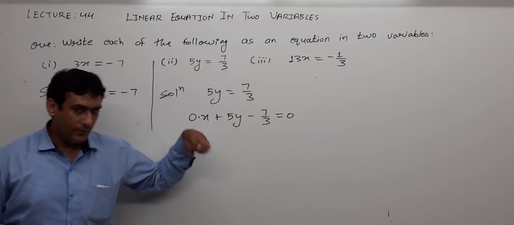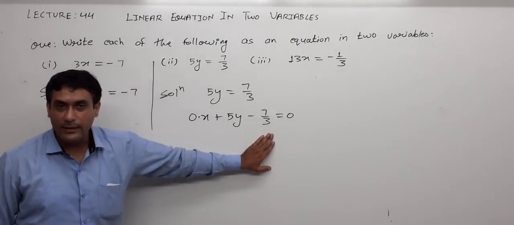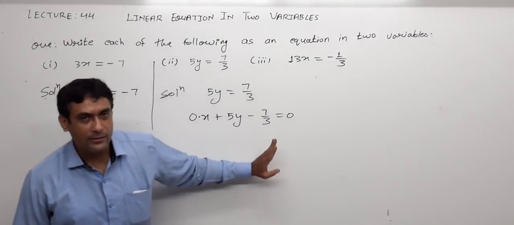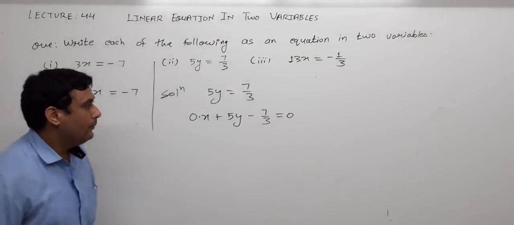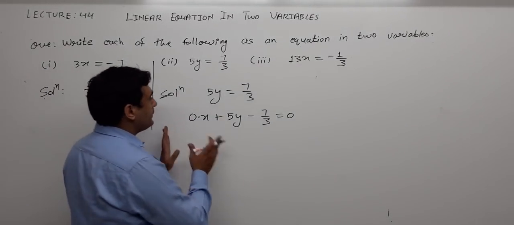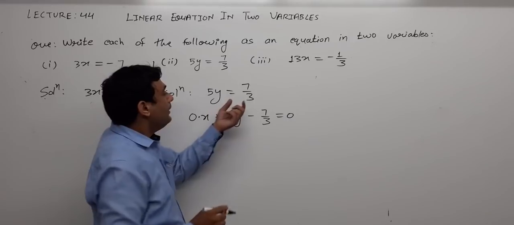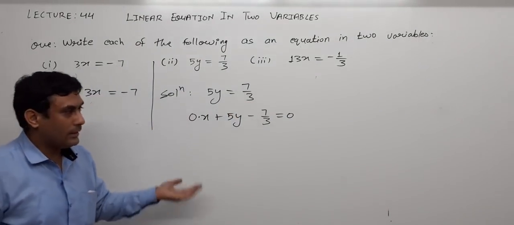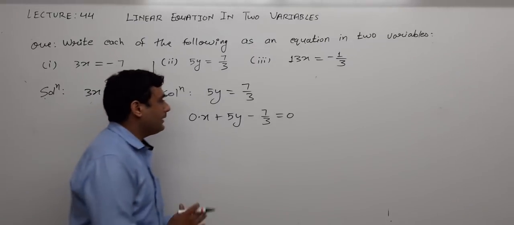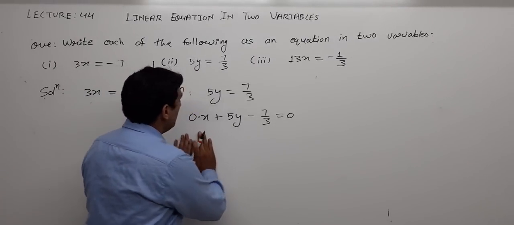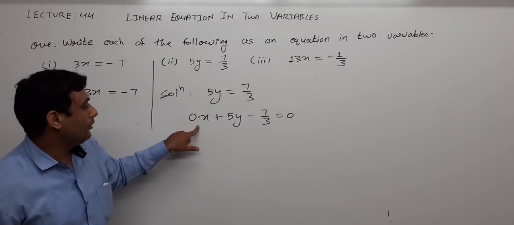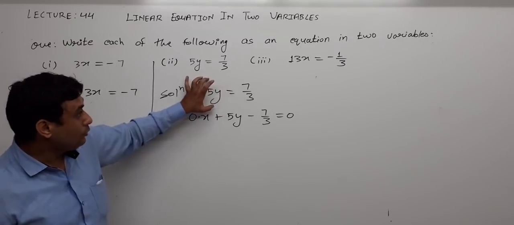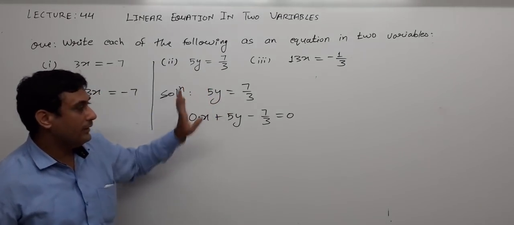Now here one thing more can be done. I can take 3 as the LCM. So this will become 0x plus 15y minus 7 is equal to 0. That is also correct. But in this type of question, generally we take the constant term as it is, whether it is in rational form, decimal form, irrational, whatever. So here this is the solution. It is 0 into x plus 5y minus 7 by 3, the two variable form of the given equation.